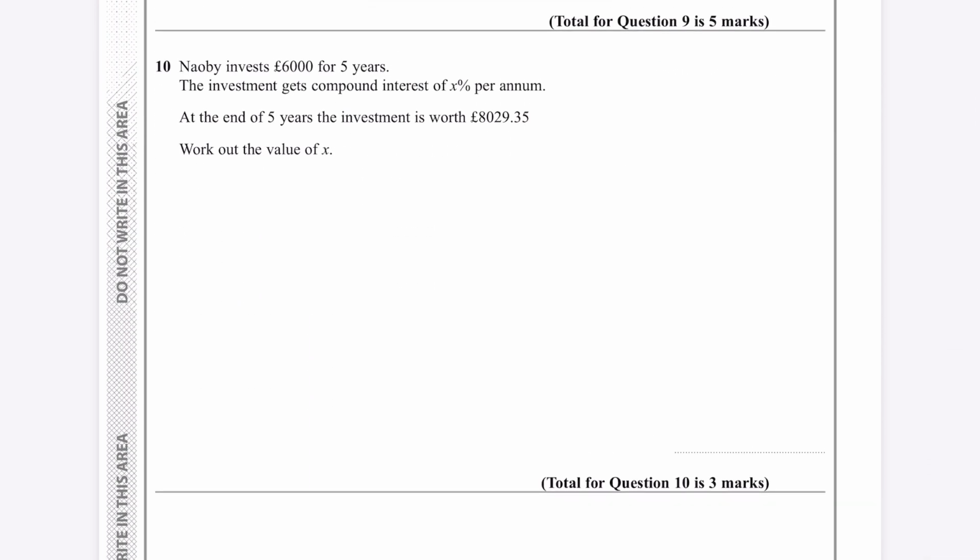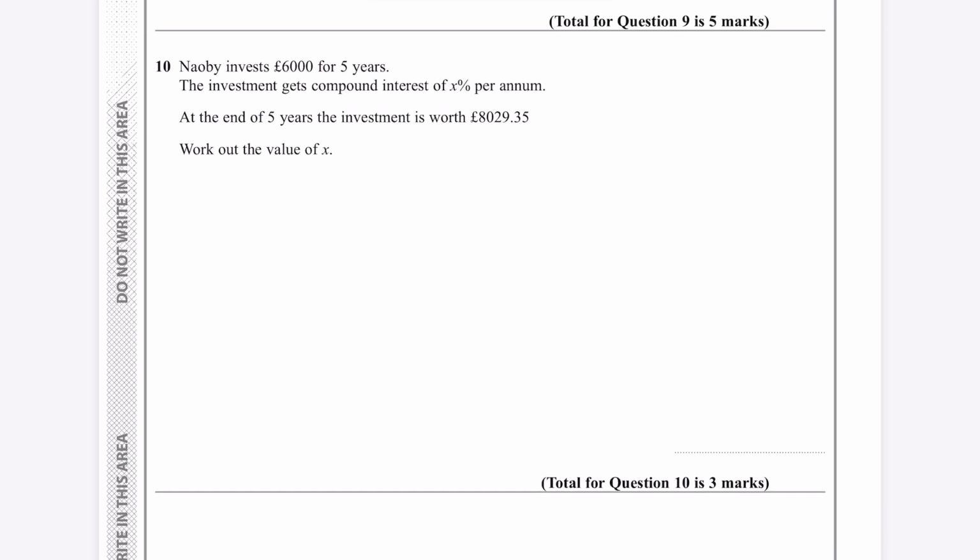£6,000 is invested for 5 years. The investment gets compound interest of X% per annum. At the end of 5 years, the investment is worth £8,029.35. Work out the value of X.